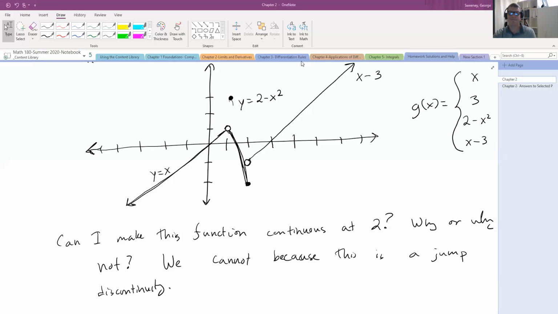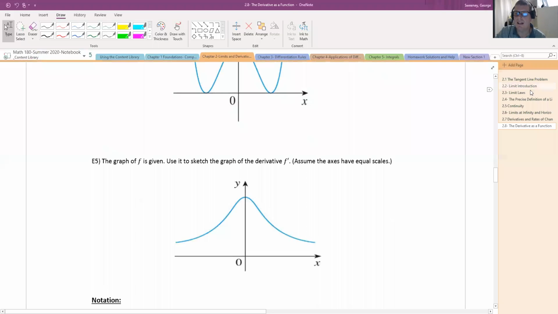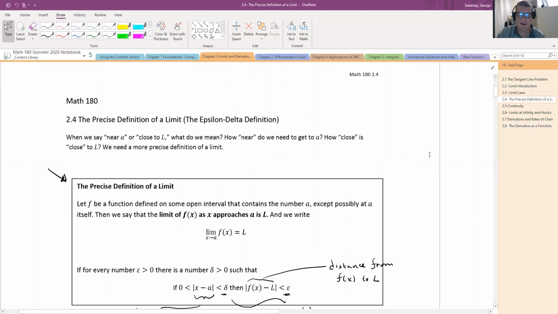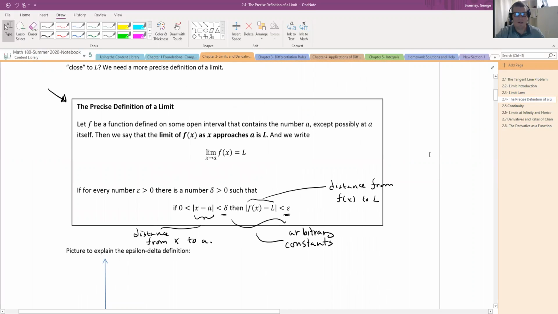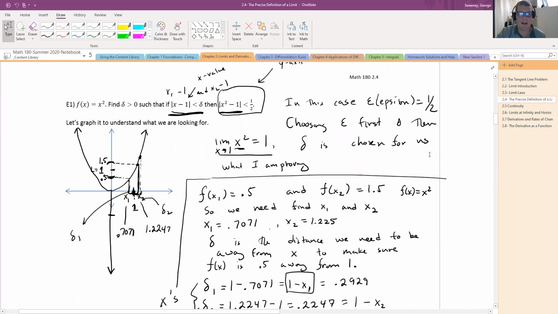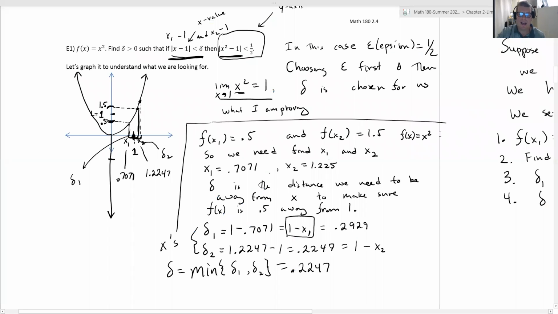Okay, here's the correction. We go to chapter 2. This is inside of the precise definition of the limit. And on these problems right here, the ones where we were given an epsilon and we need to find a delta, it is not the max. We go through, we find each one of the deltas. It should be the minimum of the deltas, not the max.